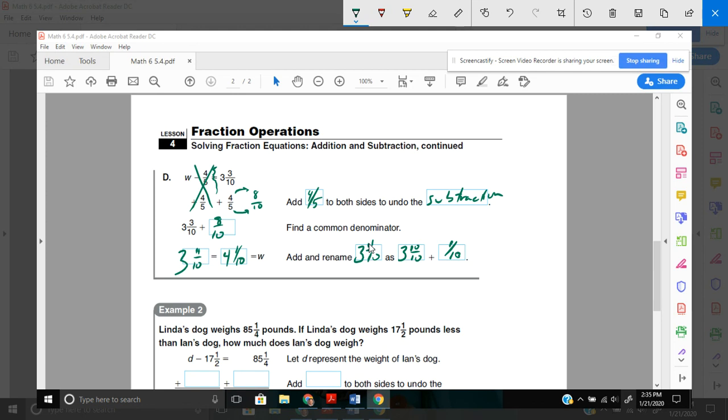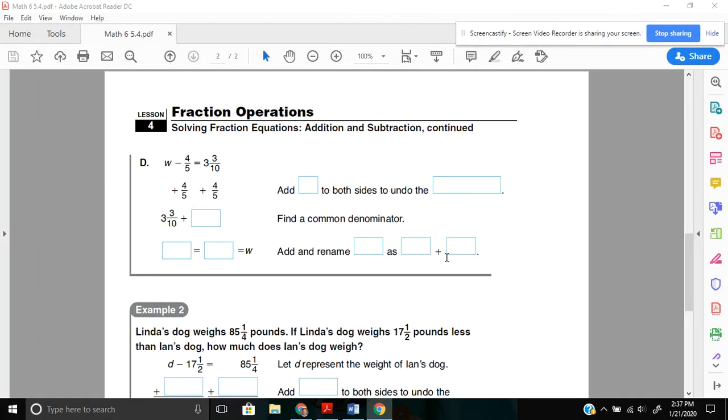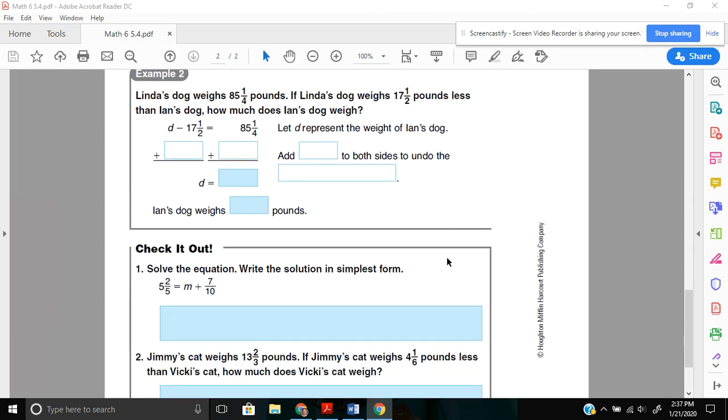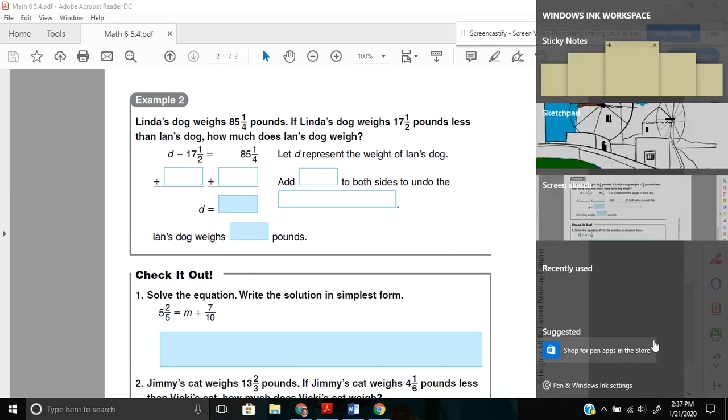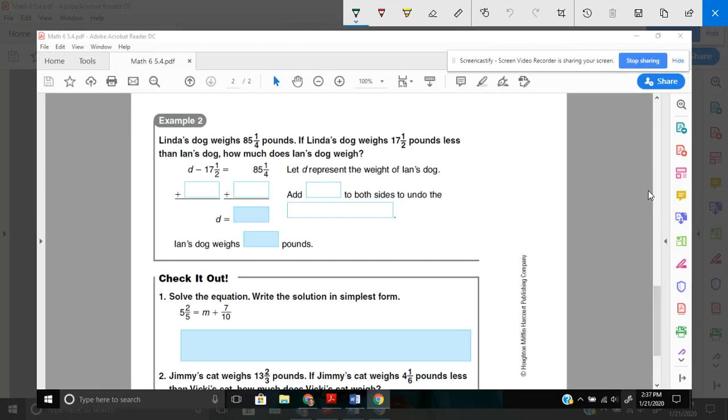Right? Hopefully, after seeing those 4 examples, that gives you a little bit better idea how to regroup and use that with a little bit of algebra. All right, we've got example 2 and the check it out left for today. Example 2 says Linda's dog weighs 85 1/4 pounds, pretty decent sized dog. If Linda's dog weighs 17 1/2 pounds less than Ian's, how much does Ian's dog weigh?